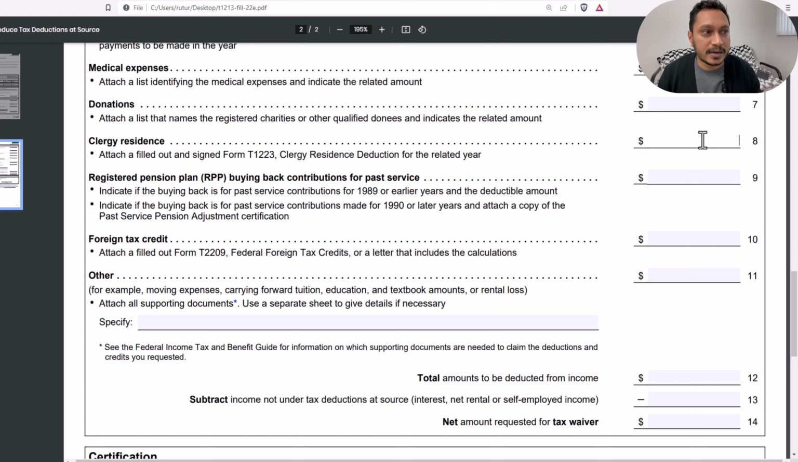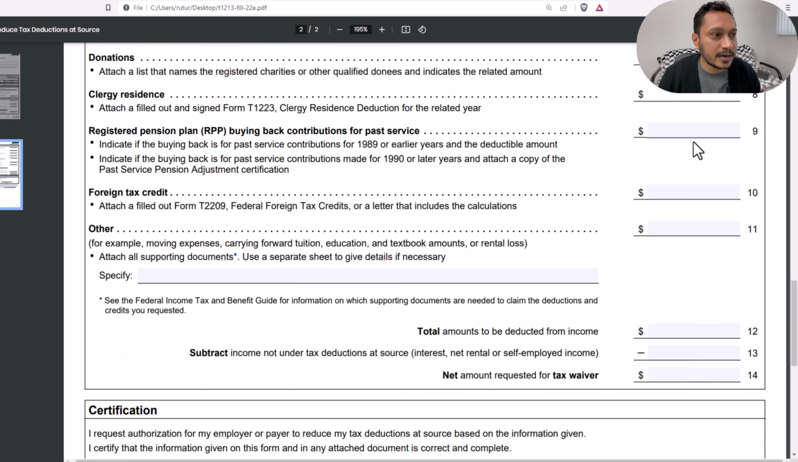If you are filling out the T1223 form as part of a clergy residence deduction, then you can enter that amount here as well and attach your T1223 form so that you can take the benefit of it. Registered pension plan, RPP, buying back contributions. This is for people who want to buy back their past service contributions, and if they put the amount here, then they can reduce their tax as well, because those are tax deductible. Also, people who have a past service pension adjustment certification can put that information here.